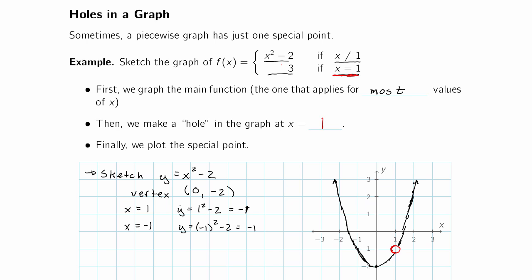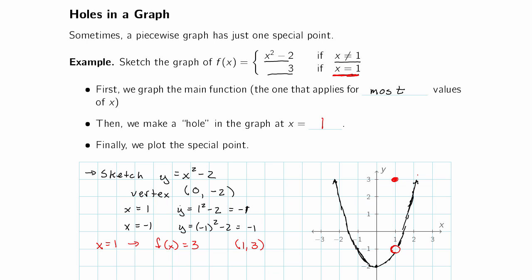And now we plot instead this special point. Our function says when x equals 1, f of x equals 3. So the point 1, 3 is on our graph. We'll put a filled in dot up here at 1, 3. What this function expression is telling us is that our function quietly ambles along, being a parabola, until it gets to 1, where it suddenly jumps up to 3, then jumps back down, and continues to amble along, being a parabola.